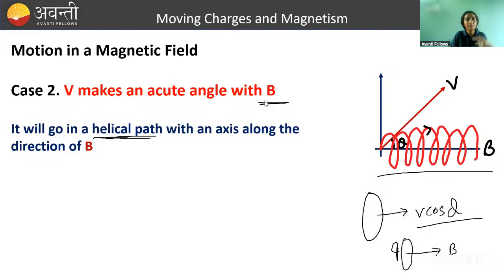It means it will go in a circle and also move aage. It will go in a circle, move aage. So these two things are happening at the same time. It means it is moving like this.